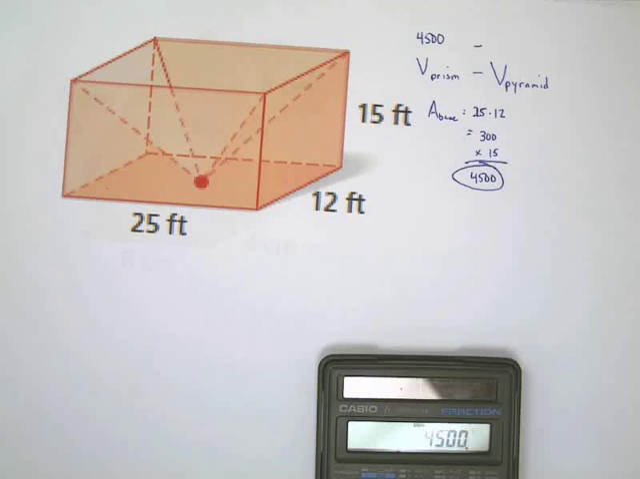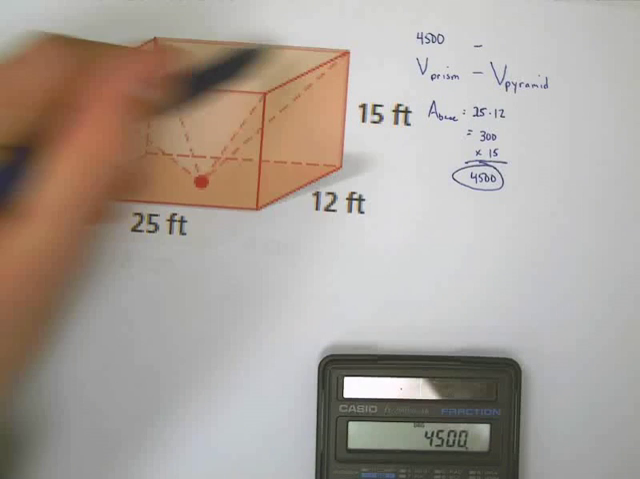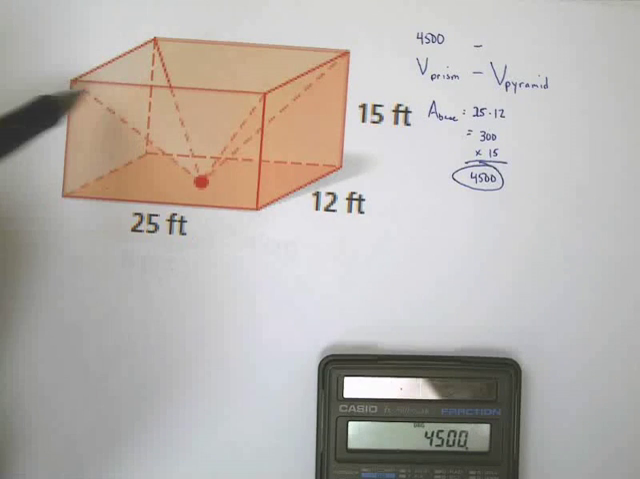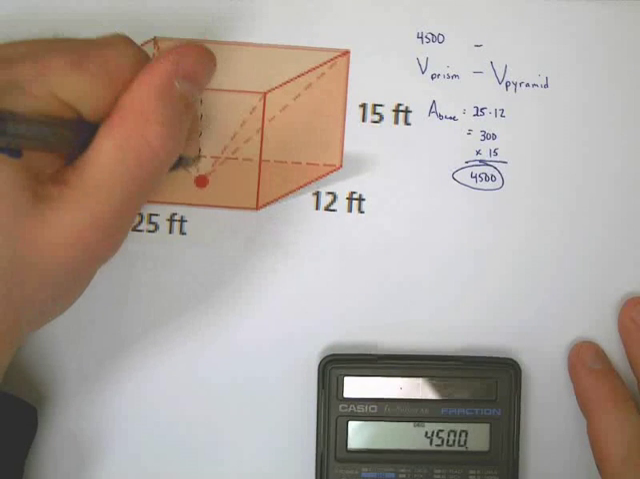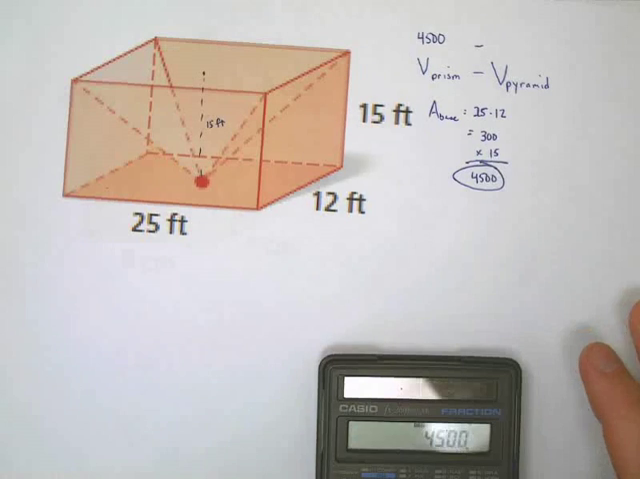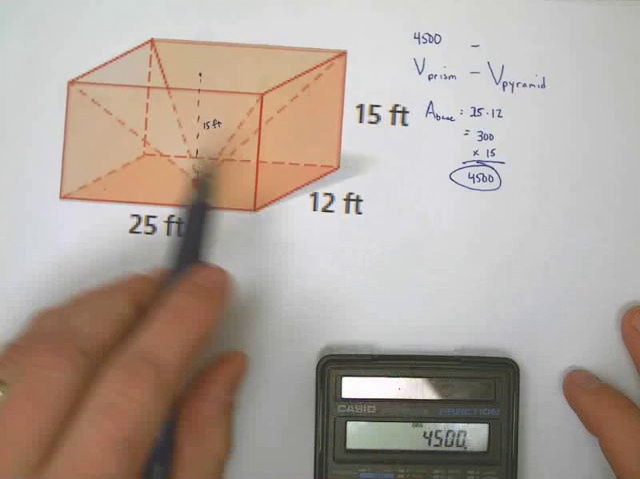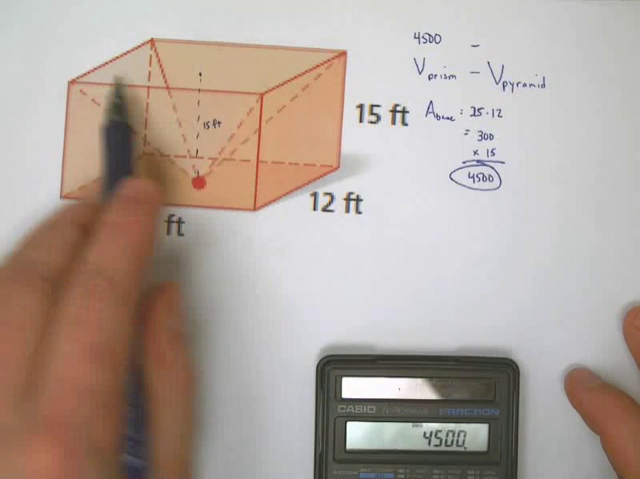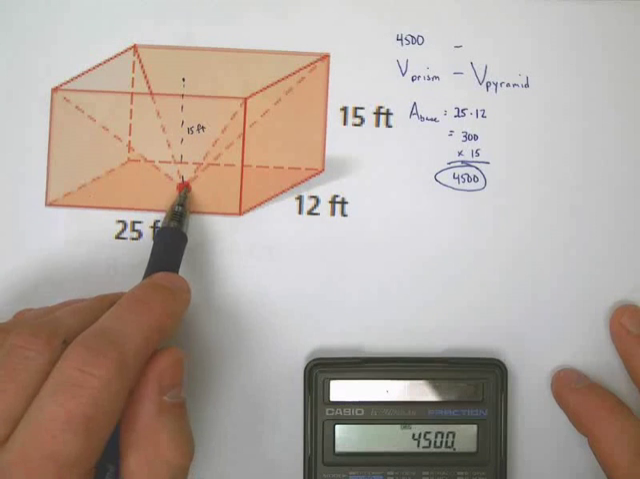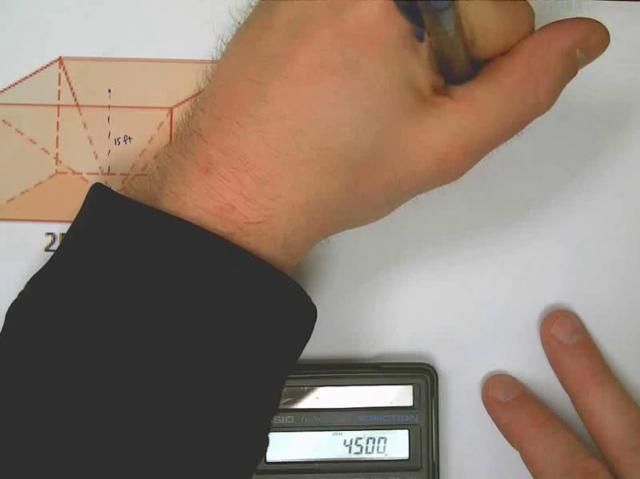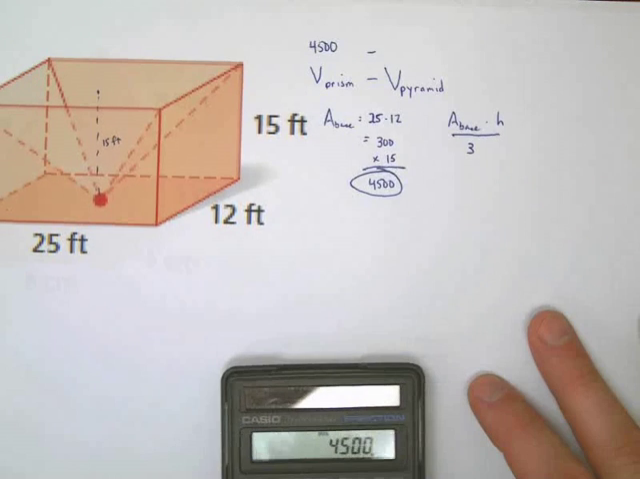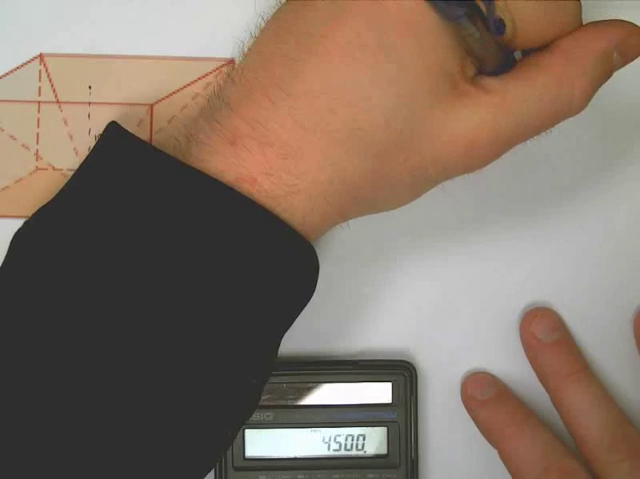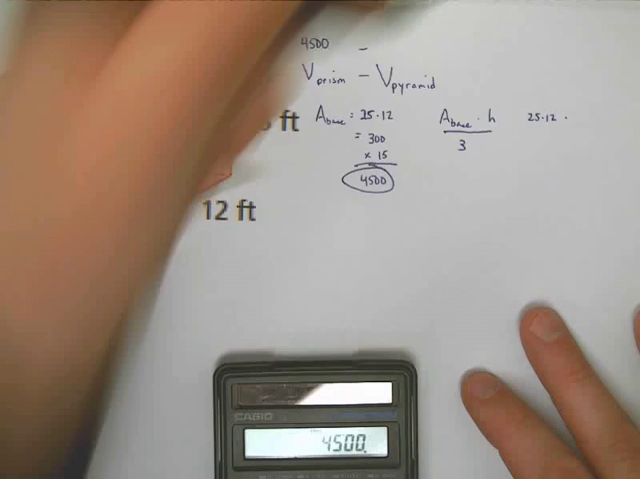I'm going to take away the pyramid now. Okay, the pyramid. Well, this is interesting. Hold on. The base of the pyramid is 25 times 12 again, right? So it's 300. The height of the pyramid, from the middle of the pyramid down here, isn't that just the 15 feet again, right? So wait a second. The area of the base is 300, times 15 is 4,500. The volume of the pyramid is going to look a lot like the volume of the prism, isn't it? The area of the base is 25 times 12.